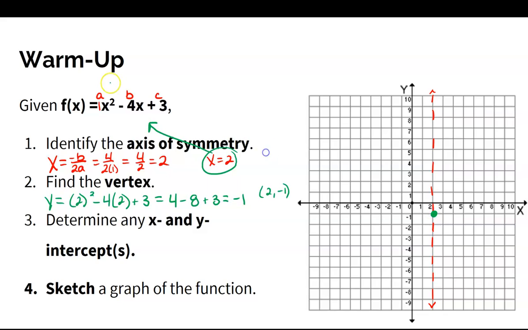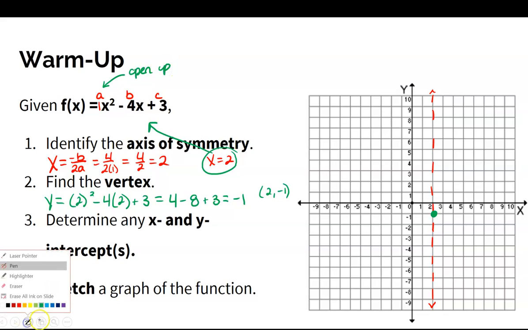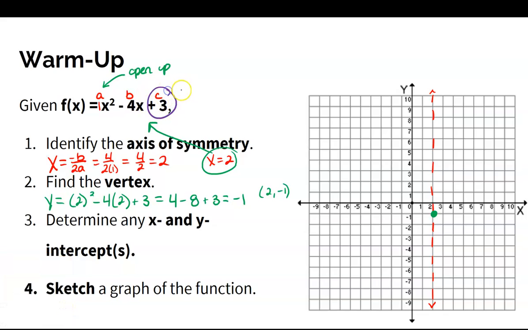This graph is definitely going to open up because a is positive. So we're going to have x-intercepts and we'll have a y-intercept. I can look at C and that tells me my y-intercept without doing any work. So y-intercept will be at 0, 3. And I can also reflect this point. It's 2 away from the axis of symmetry on the left, so I can go 2 to the right, and that will be another point just to get some more points on the graph.